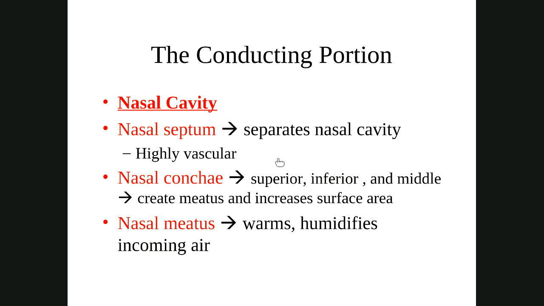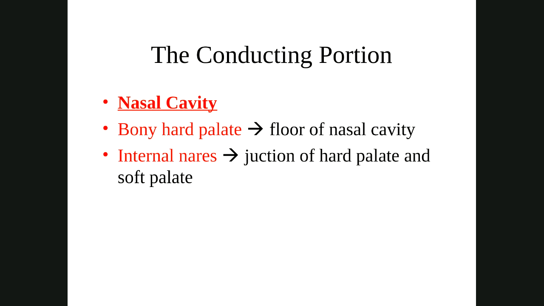This is more of a theoretical part, but it breaks down what it does. So the nasal septum is highly vascular. Vascular means you have a lot of blood vessels, right? And then the nasal conchae filter the air, and they create the meatus, and it increases the surface area where the air can touch the mucus layer, and then it warms and humidifies the incoming air. So you want warm, humidified incoming air.